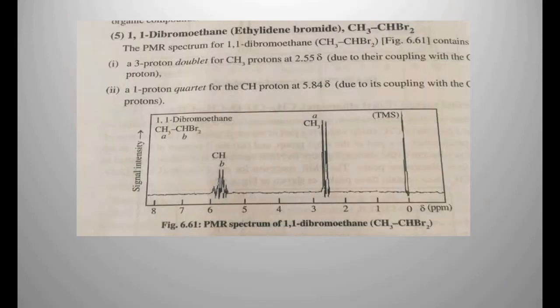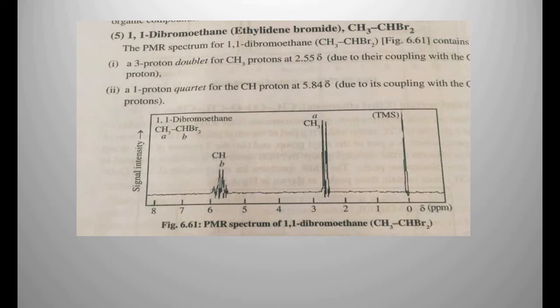Then 1,1 dibromoethane, or ethylidene bromide. The PMR spectrum for 1,1 dibromoethane, CH3CHBr2, CH3 single bond CHBr2. There are two different types of protons: one is the CH3 proton and the other is the CH proton. They are in two different chemical environments.